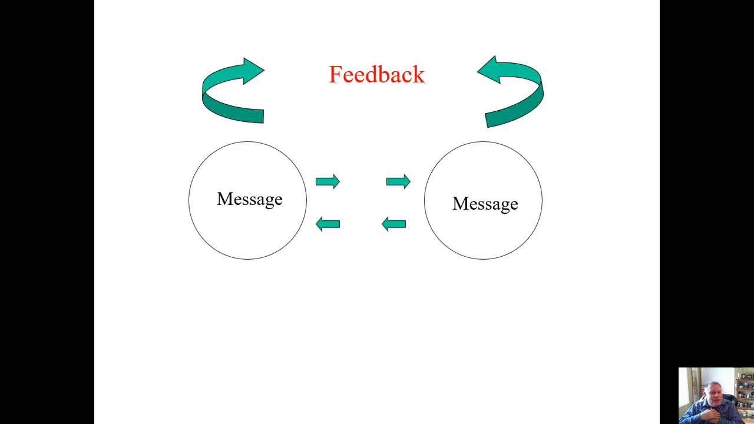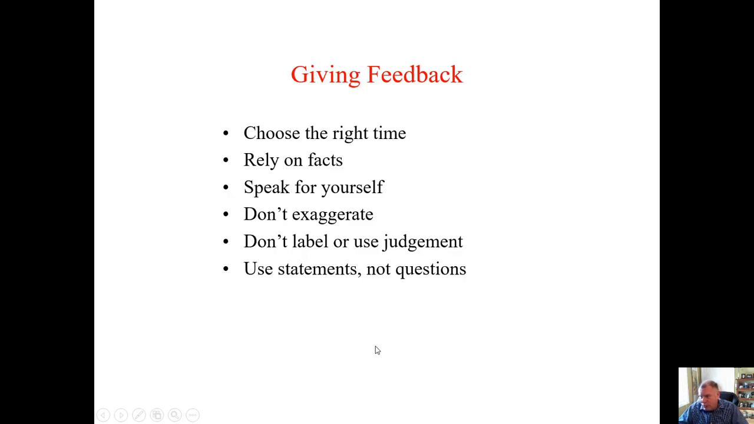One of the things that helps is feedback. And that's a two-way street, a loop that allows us to get feedback. And feedback uses these interactive behavior skills that I said. When you're giving somebody feedback, choose the right time. Rely on facts. Speak for yourself. Don't exaggerate. Don't label or use judgments. Use statements and not questions.